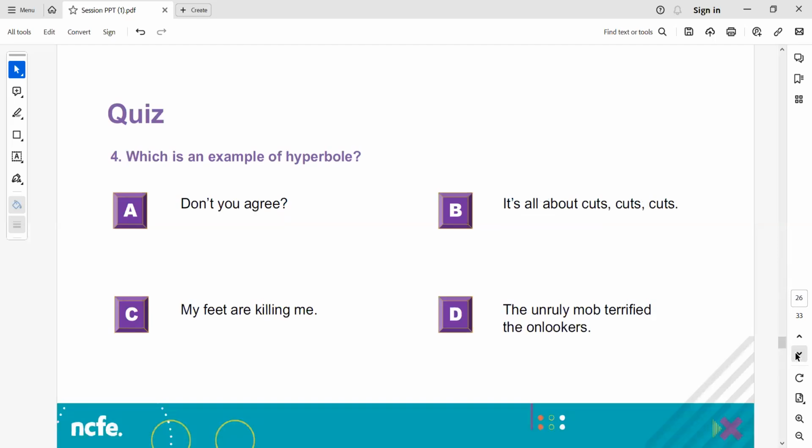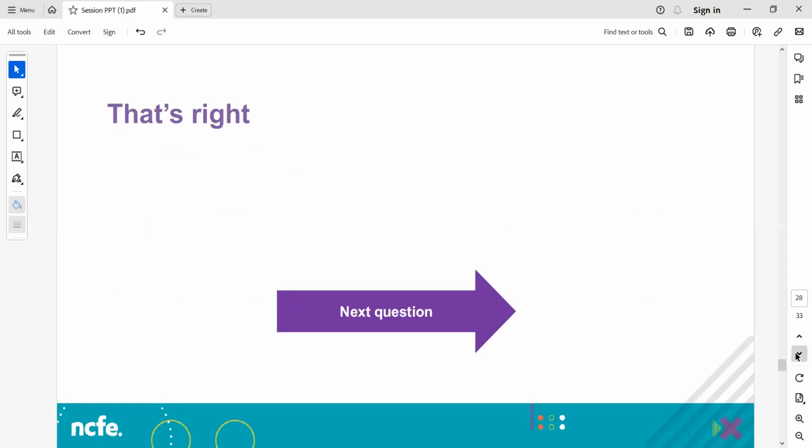So which of these is an example of hyperbole, which remember means over-exaggeration? Don't you agree? It's all about cuts, cuts, cuts. My feet are killing me. The unruly mob terrified the onlookers. See, my feet are killing me. Excellent. My feet are killing me. So it's over-exaggeration. It's not really true, but it expresses how much the person's feet are hurting.